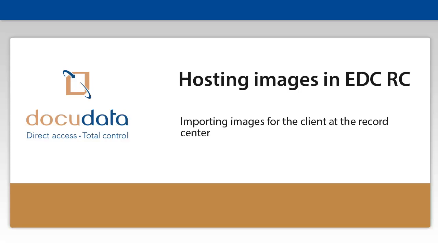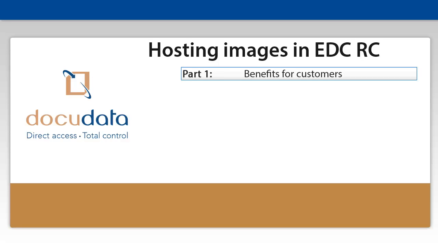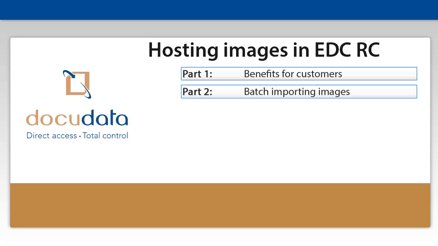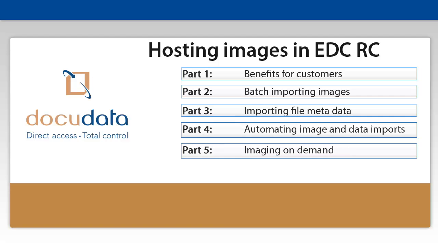Welcome to the second in our series on hosting images in EDCRC, focusing on importing images for the client at the Record Center. In the previous video, we explored benefits for your customers and how the images will appear in ActiveWeb. In this video, we will focus on batch importing images as you would do in a large imaging project. Subsequent parts of this series cover additional topics such as additional automation and imaging on demand.